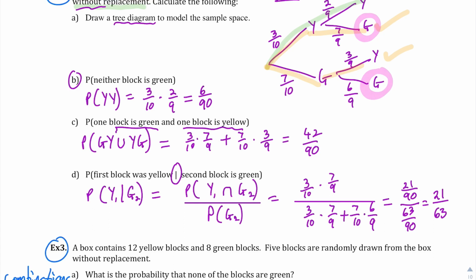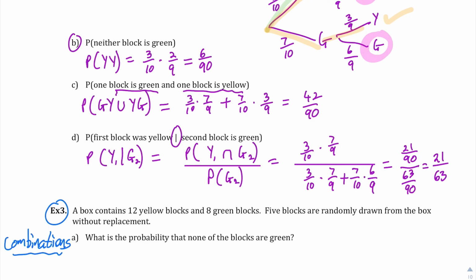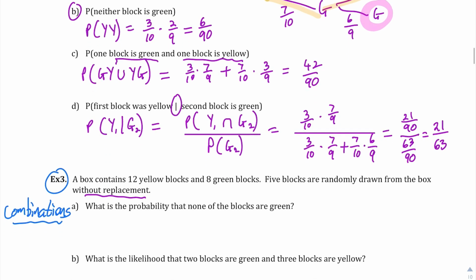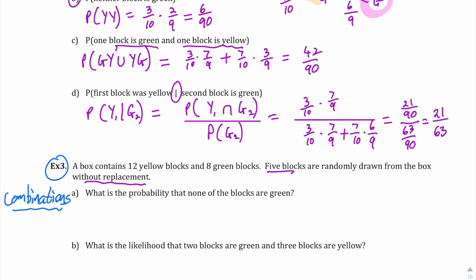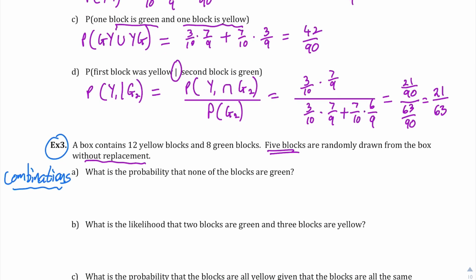We've got selections from a jar or a box, and those selections are without replacement, so conceptually it's the exact same idea. The difference here though is we are selecting 5 blocks, and if you were to try to do this problem using a tree diagram, adding 2 branches for each of the events, you are going to be dealing with a tree diagram that has 32 branches in the end.